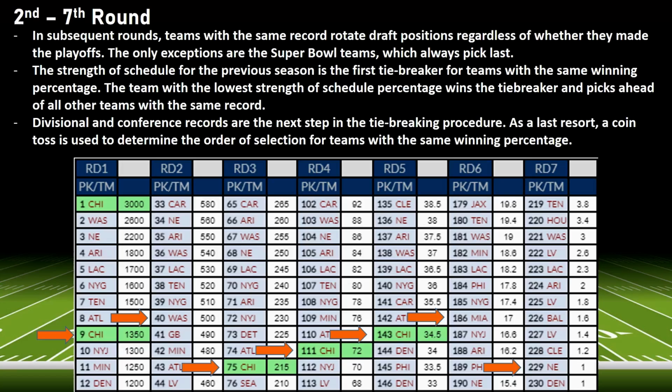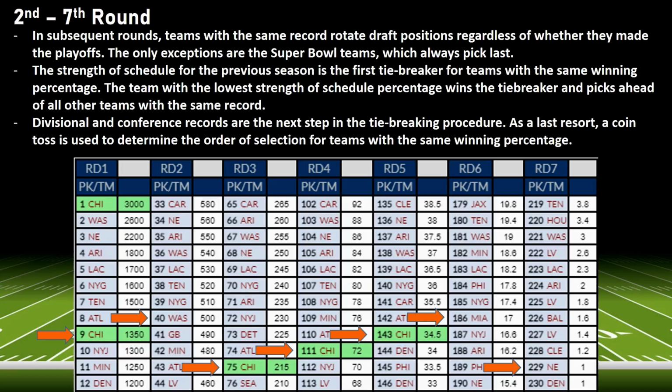In the 2nd through 7th rounds and subsequent rounds, teams with the same record rotate draft positions regardless of whether they made the playoffs. The only exception are Super Bowl teams, which always pick last. So look right down there, 8 through 11 all had 7 and 10 records. The same with 2 through 4. Washington, New England, and Arizona, they all had 4 and 13 records. So they rotate each round.